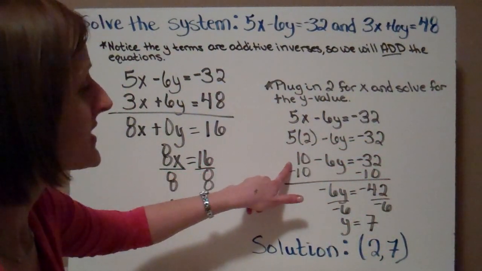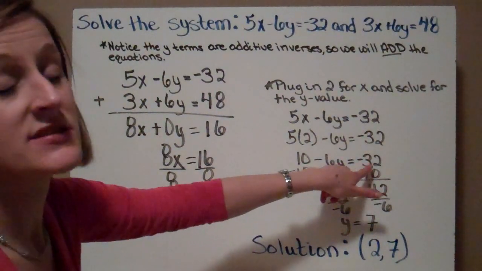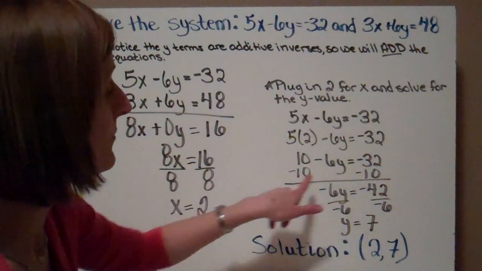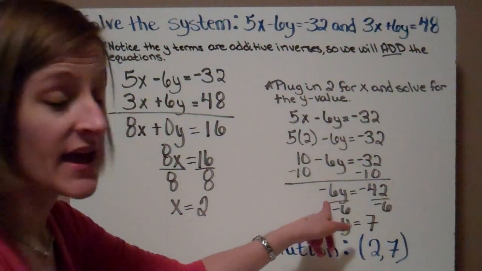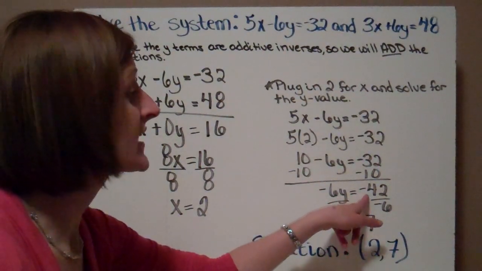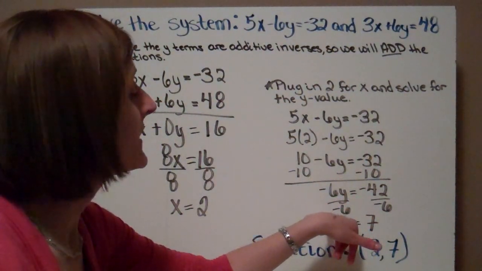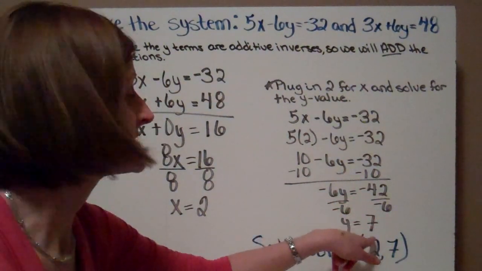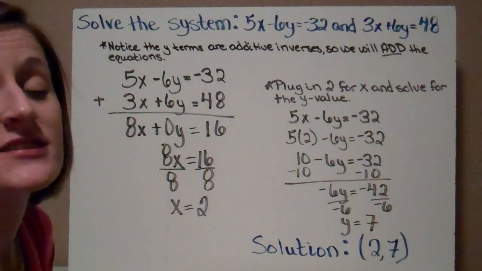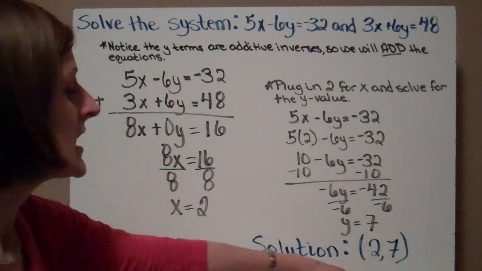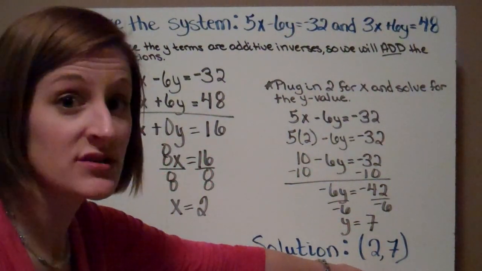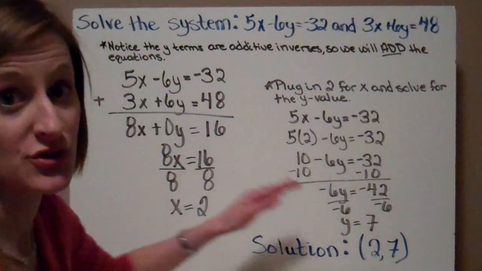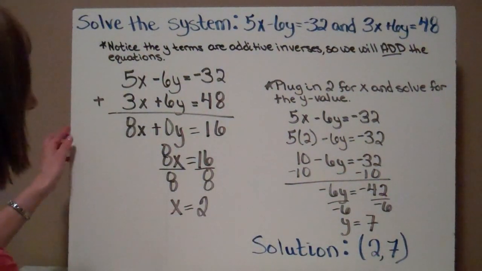5 times 2 is 10. Minus 6y equals -32. Subtract 10 from both sides. I'm left with -6y equals -42. And then I divide each side by -6, and -42 divided by -6 is 7. So my solution to this system is (2, 7). Notice I wrote it as a coordinate pair, so you need to make sure you remember that.